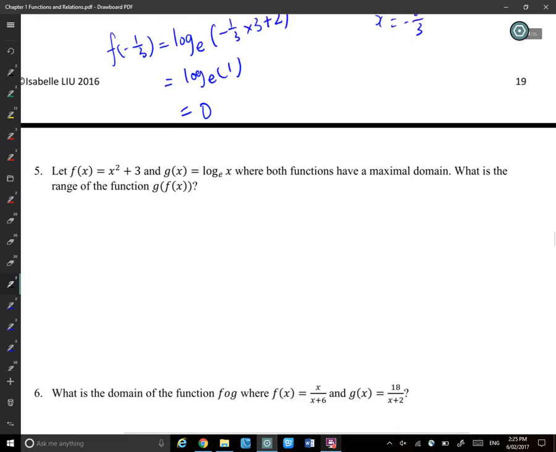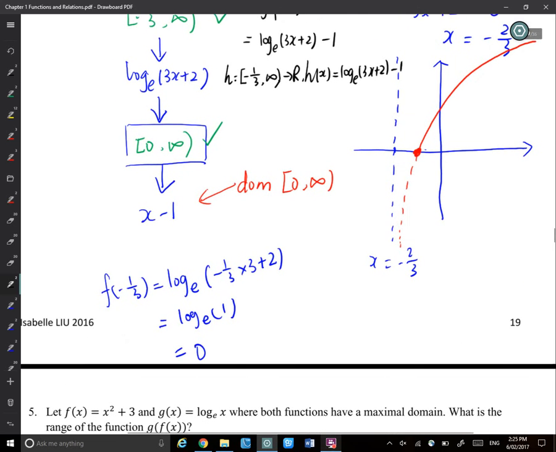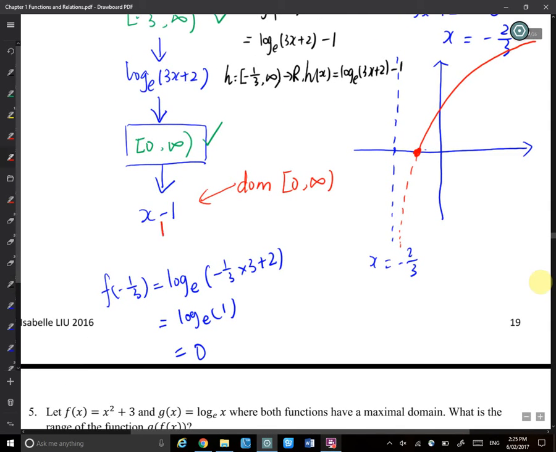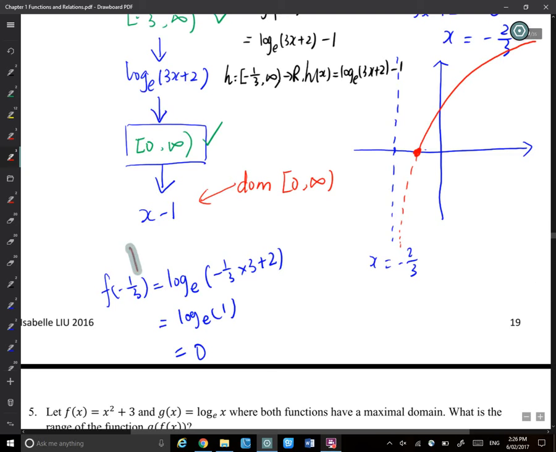Let's have a look at example 5. Example 5 asks something else. It asks what is the range of the function. It's not asking domain anymore, it's asking range. So how can we work out range? We need a last step. Okay, 0 to infinity put into -1 minus x minus 1. What is the range? We need an extra step to find the range.